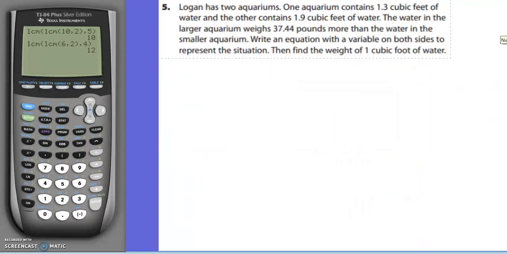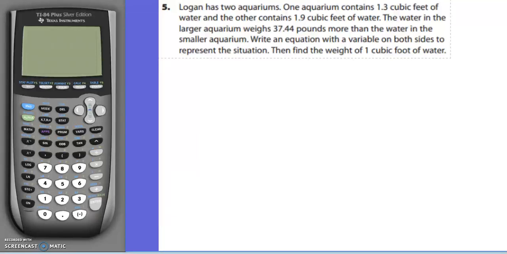It says Logan has 2 aquariums. One aquarium contains 1.3 cubic feet of water and the other contains 1.9 cubic feet of water. The water in the larger aquarium weighs 37 4/400 pounds more than the water in the smaller aquarium. Write an equation with variable on both sides to represent the situation. Then find the weight of 1 cubic foot of water.